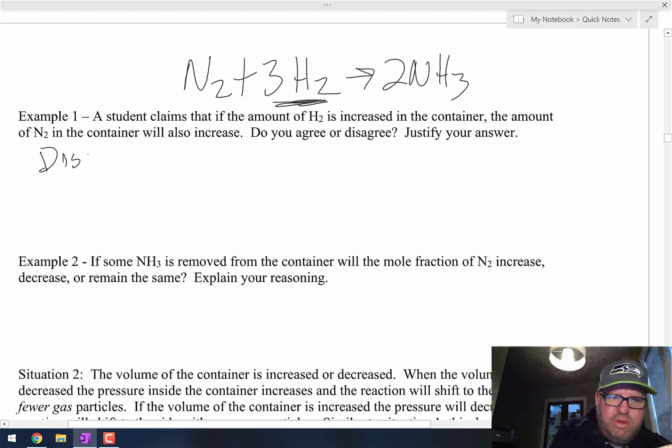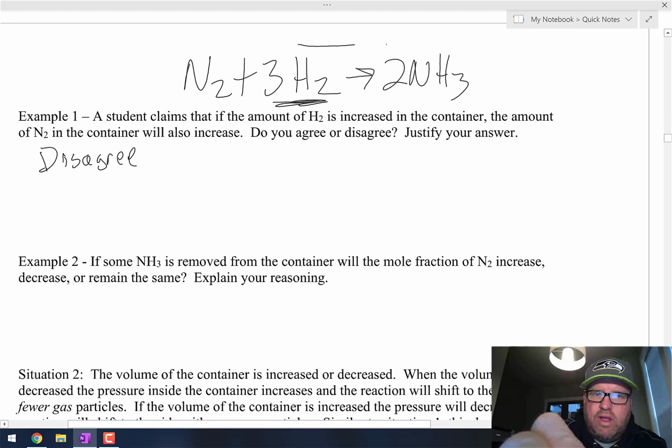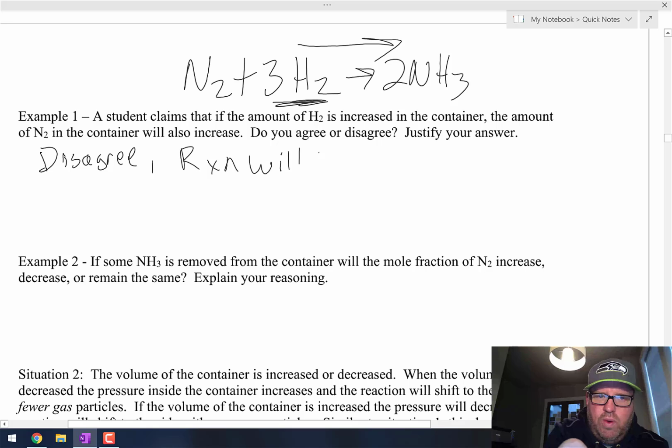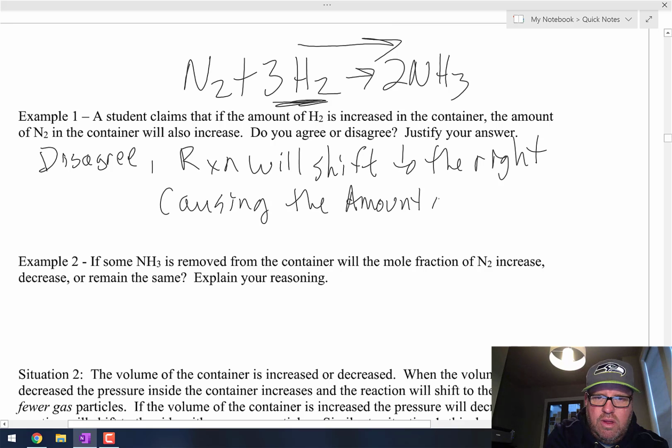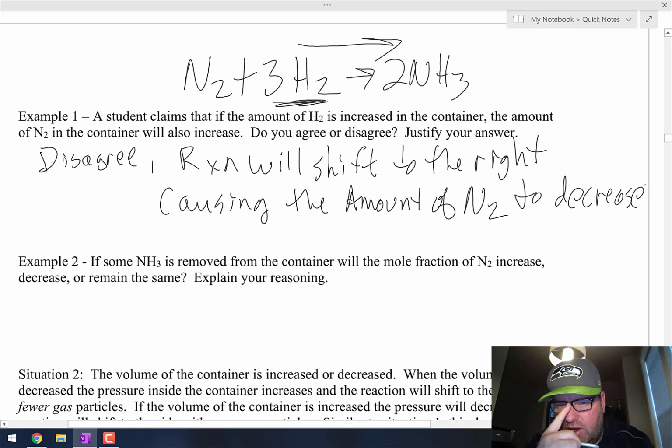I am absolutely going to disagree with that comment, because adding hydrogen is going to cause the reaction to shift to the right. So the reaction will shift to the right, which causes the amount of N2 to decrease. That's a perfectly acceptable answer there.